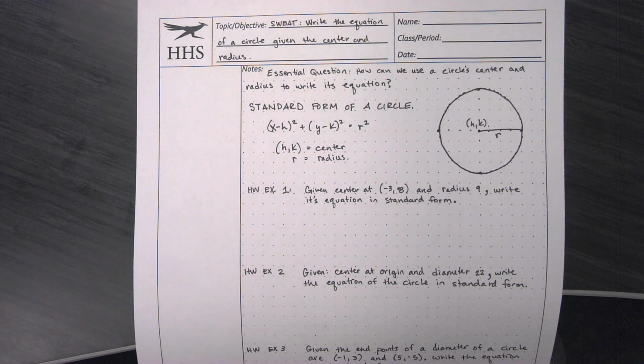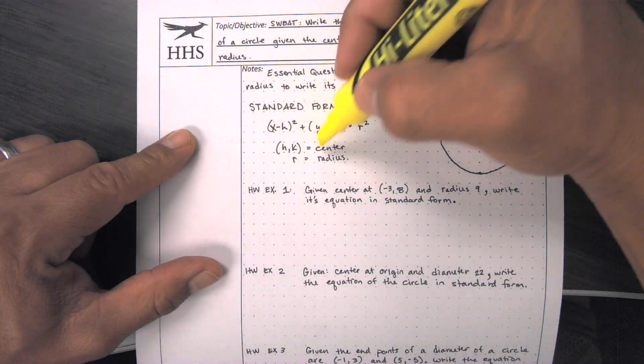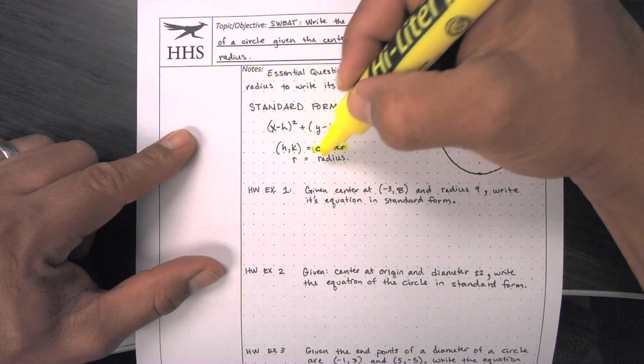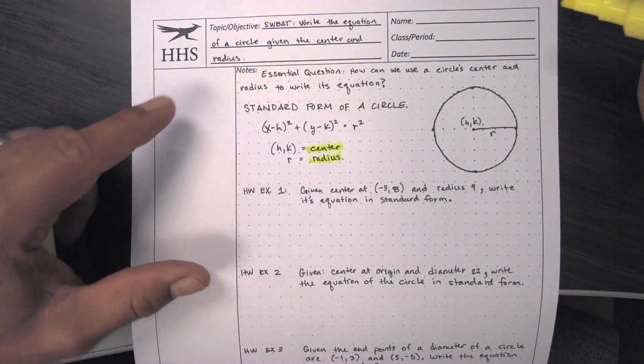I want to show you a short video about how to write the equation of a circle in standard form whenever we're given the center and radius. So to get started, we need to first remember the equation for a circle in standard form is dependent on two things. We need the center and the radius length in order to write the equation.